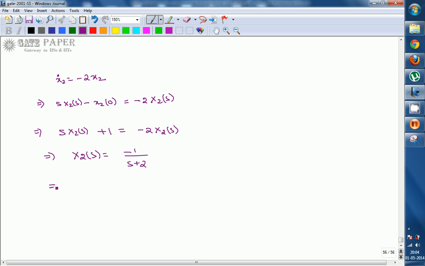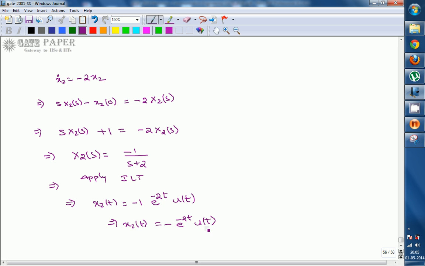So apply the inverse Laplace transform here, then we will get x2 of t equals, this is a 1 by s plus a form, so e power minus a t u of t. So we will get it as minus e power minus 2t u of t. So finally x2 of t equals minus e power minus 2t u of t.